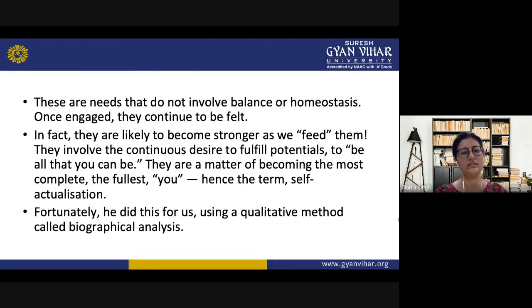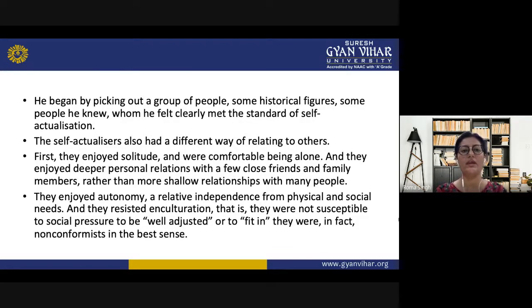Fortunately, he did this for us using a qualitative method called biographical analysis. This was the method used by Maslow for knowing about the various needs. He began by picking out a group of people, some historical figures, some people he knew, whom he felt clearly met the standard of self actualization. So he clearly identified which people we can say have self actualized.